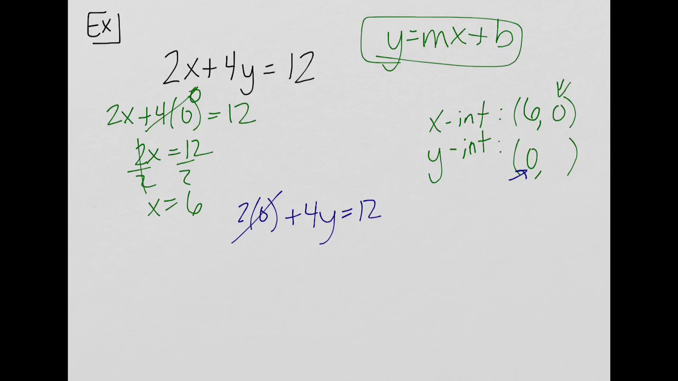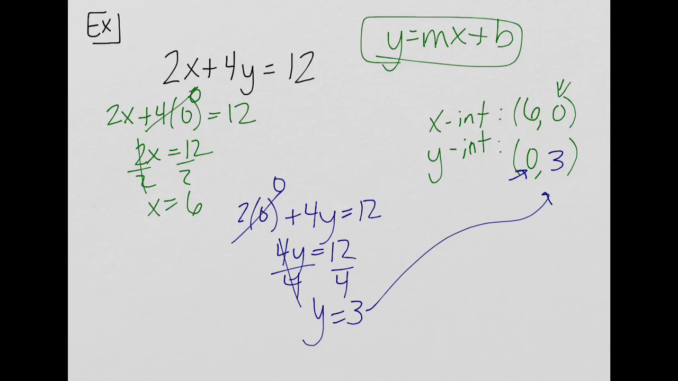Well, 0 times anything is 0 again. So that knocks itself out. So we're left with 4y equals 12. Now we just have to get y by itself. So y equals 3. Well, there it is. We plugged in 0, we got 3. So there are my two intercepts.